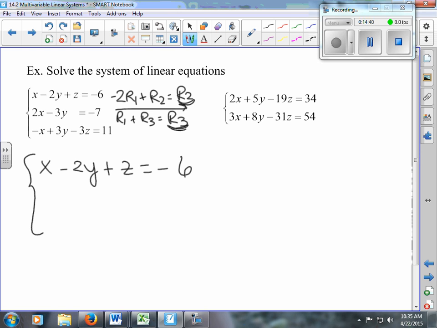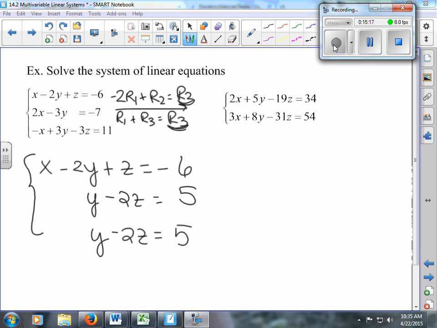The second equation, I'm going to get a new equation by multiplying the first one by negative 2 and adding the second one. So that would give me y minus 2z equals 5. And then when I get a new third equation, this is a lovely thing. All I have to do is add the first equation to the third equation, and that will eliminate x. And so then if I continue adding, I get y minus 2z equals 5.